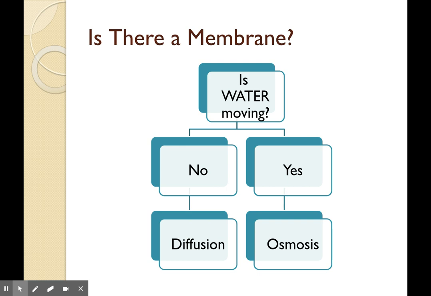So both diffusion and osmosis can move substances through a membrane. But to tell the difference, you have to look at what is moving. If water is moving, then that's called osmosis. If it's something besides water that's going through a membrane, that's called diffusion.